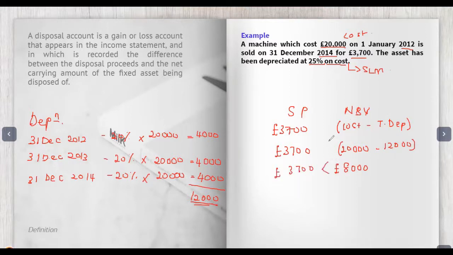Now in this case, we can clearly see that the selling price is lower than your net book value. This shows us that we have a loss because we valued the machine at 8,000, but in actuality you could only sell it at 3,700. So that gives us a loss of £4,300. Right? So this is how you do them. Hope this was easy.